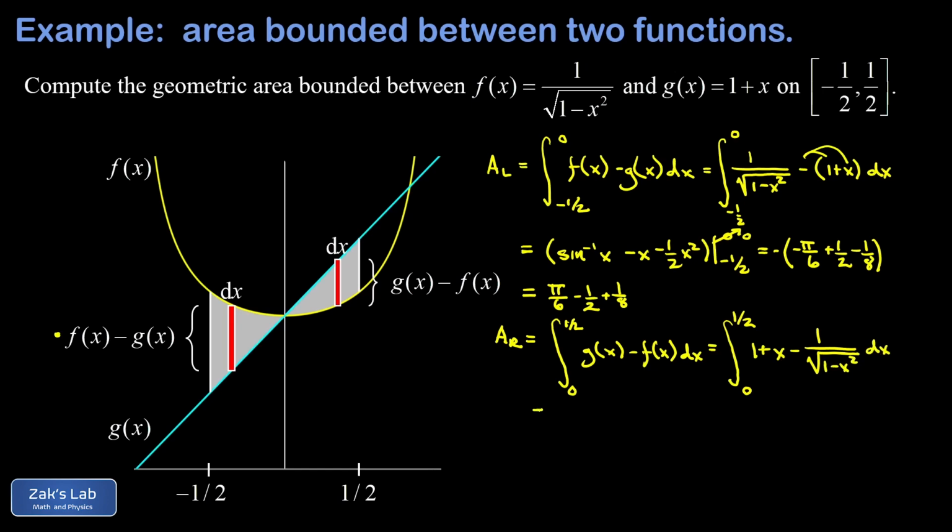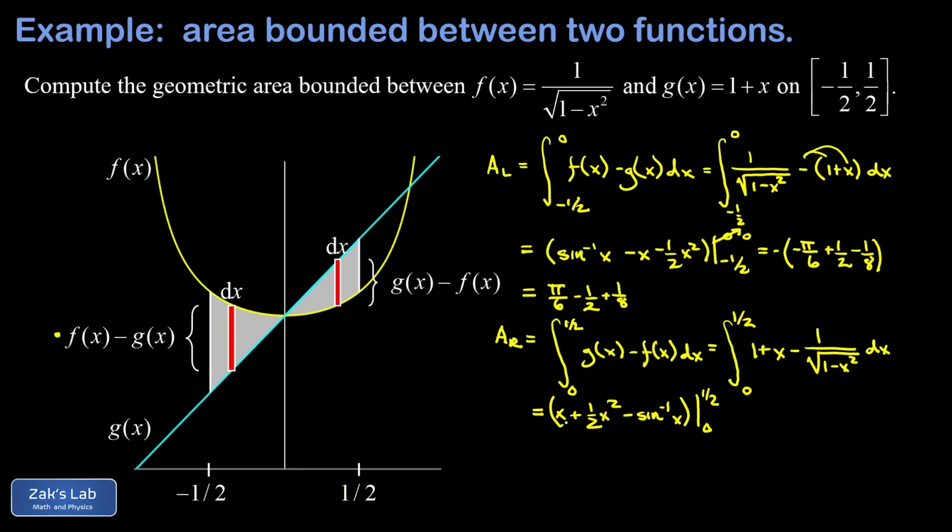And we're really guessing all the same antiderivatives, so we're used to the procedure by now. I end up with an x plus 1/2 x squared minus the inverse sine of x, and we're evaluating this from 0 to 1/2. Now this time, when I sub in the lower limit, everything vanishes.